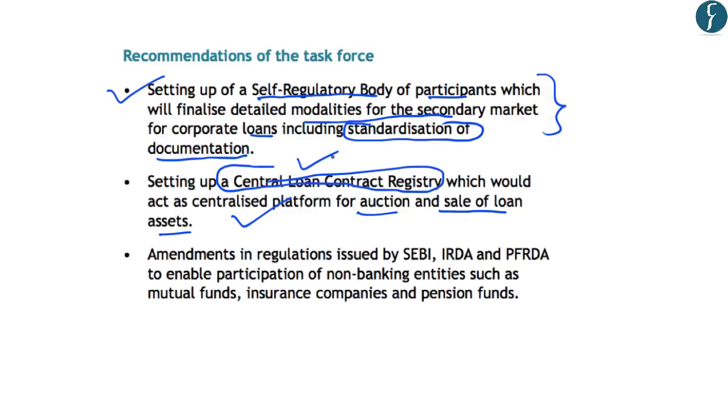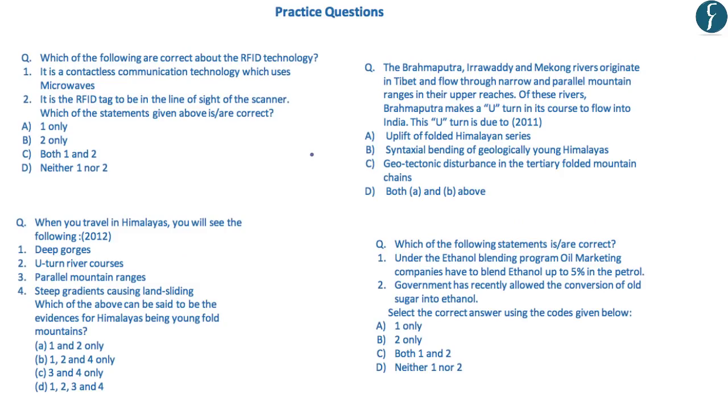And finally, there is a need for amendments in the regulations which are issued by the various regulators like SEBI, IRDA, and PFRDA to enable the participation of non banking entities, for example, mutual funds, insurance companies, and pension funds. So, all these are aimed at relaxing the norms and regulations for the secondary corporate loan market. Now, after today's discussion, you should try and answer these questions.